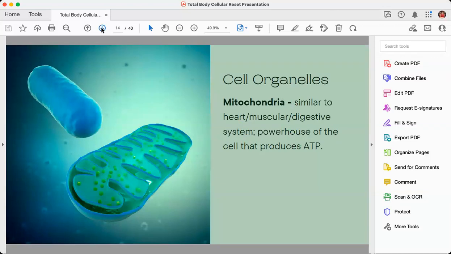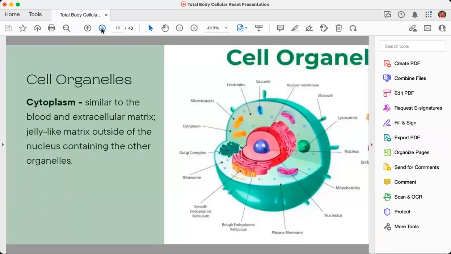Okay, the mitochondria. This is the powerhouse of the cell. That's what almost everybody remembers if you say mitochondria. So it produces ATP, and I say it's similar to the heart, the muscular, and the digestive system. In one of the resources that I looked at, they said it's most similar to the muscular system just because it produces ATP. But I think because each one of these organelles is so complex, it does more than one thing. So of course it's going to act like more than one system in our body. So it's not perfectly identical, but it's close.